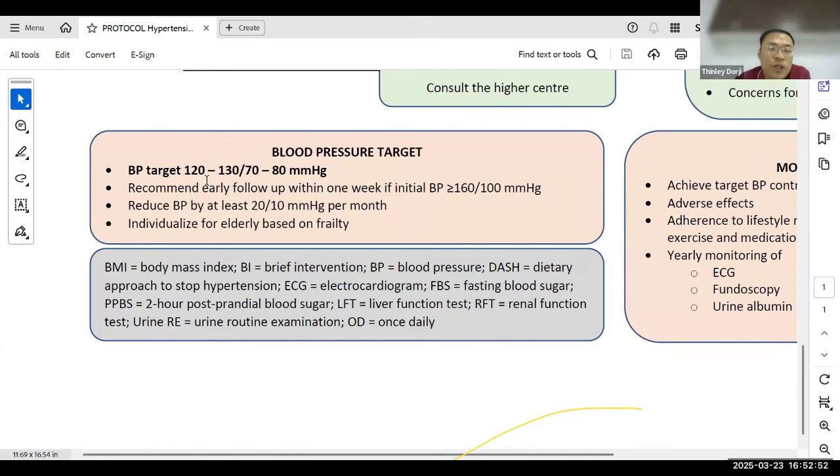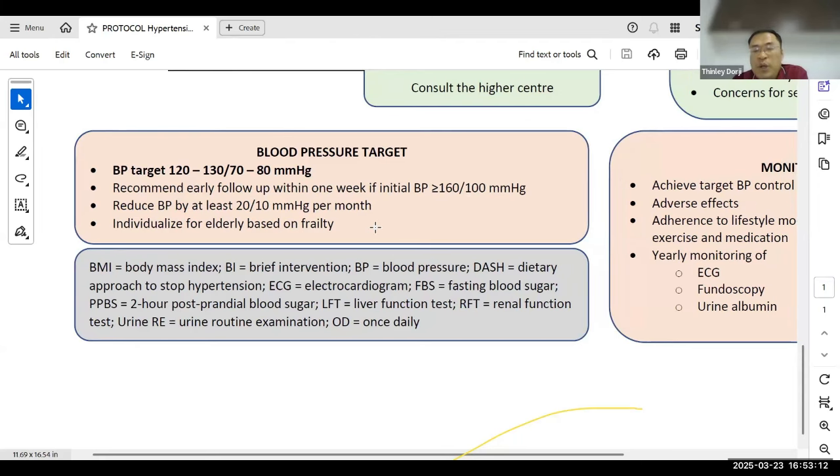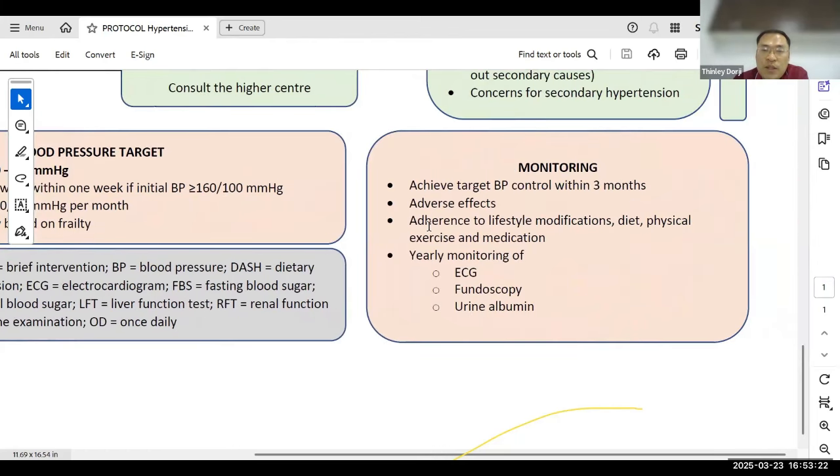And ultimately, your target should be first, you will try to achieve 130/80. And subsequently, if things are going okay with this patient, you can try to bring them back to 120/70. You should recommend a yearly follow-up, or within 1 week if the initial BP is 160/100. You have to follow them up frequently. And for very old elderly patients, you may have to keep the target a little bit on the higher side based on their frailty.